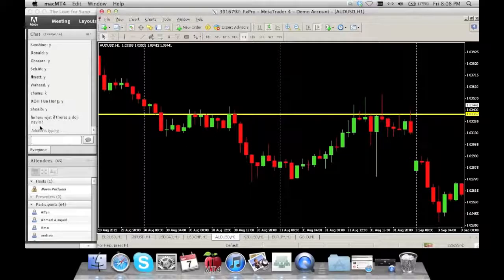What if there is a doji, Naveen? Farhan, it has nothing to do with a doji. Because even if it's a doji, it can't be a doji for 10 candles non-stop. It's a doji just on one candle, maximum the next candle after that.